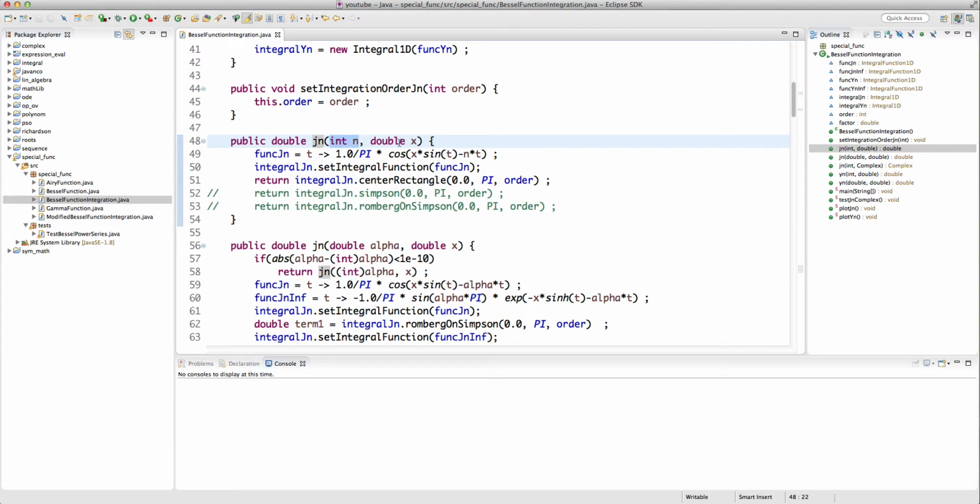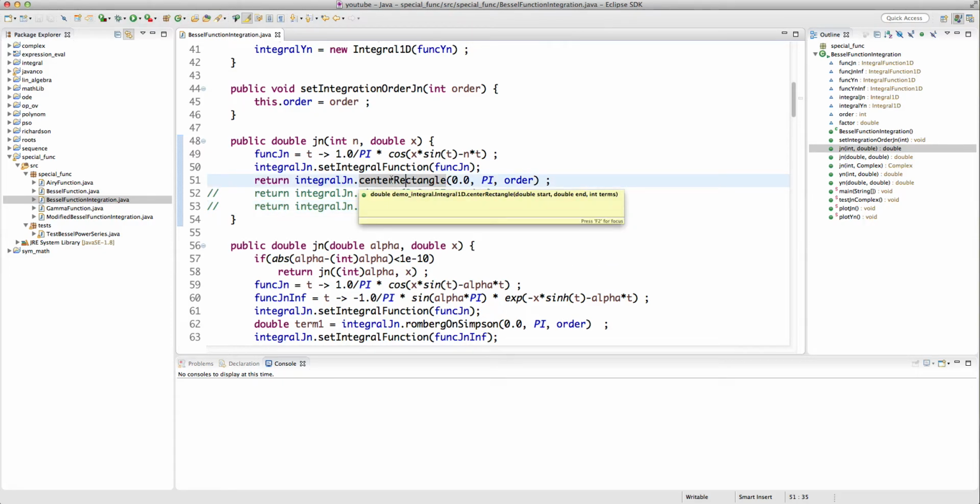So the index is integer, x can be any double value, positive, negative, 0, doesn't matter. We have to define the integral function. I'm using a lambda expression, and the reason is that the integral function depends on x. So changing x will change the integral function. That's why we have to redefine it each time we evaluate at a specific x. And then we set this as the integral function for the object. And then instead of Romberg and Simpson, because a center rectangle requires less calculation, so it's going to be faster, right? Order.